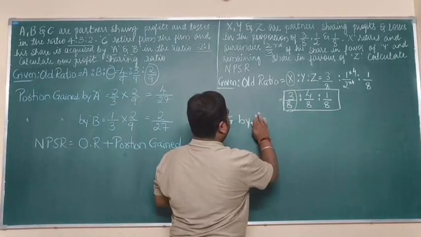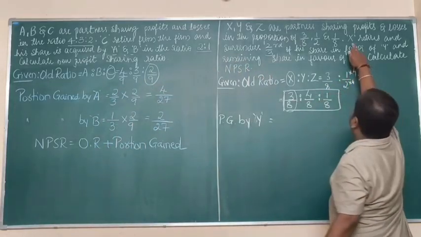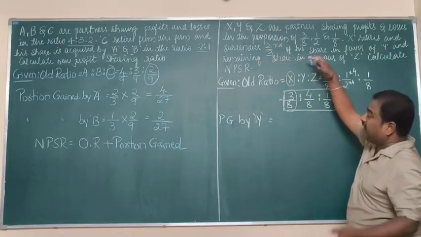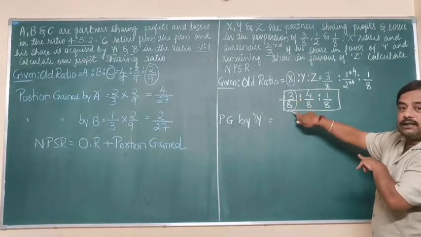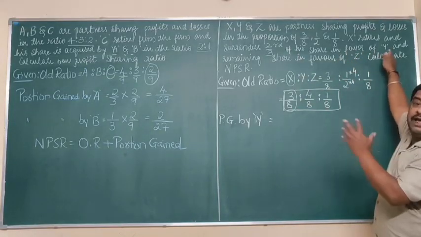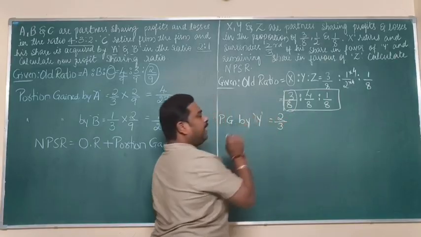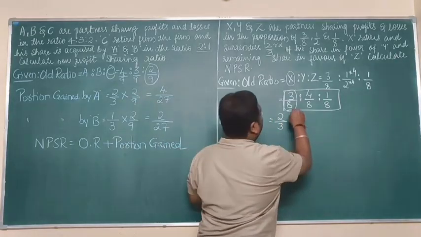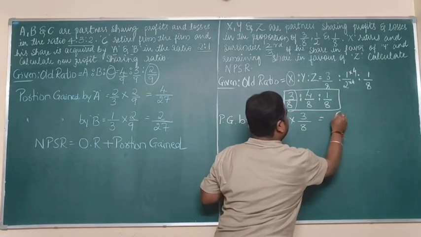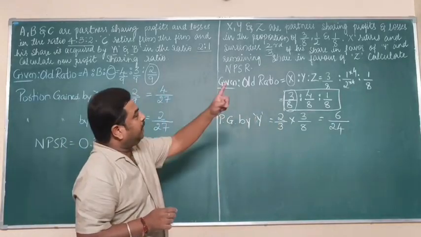Portion gained by Y. Once again, read that sentence now. X retires and surrenders 2/3 of his share. What is X's share? 3 by 8. 2/3 of his share in the favor of Y. So how much Y is gaining here? He is gaining 2/3. Whose 2/3? X's 2/3 share. That is 3 by 8. 2 3s are 6. 3 8s are 24. Like this. Continuing. One last sentence.